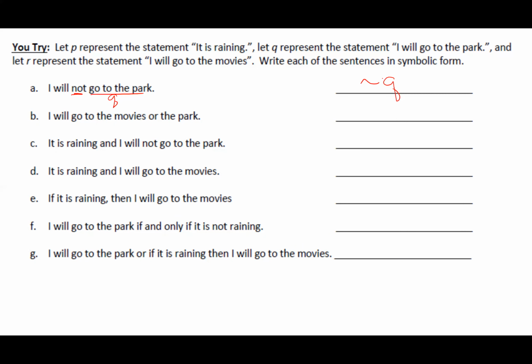Okay, so we're saying here, I will go to the movies, or I will go to the park. All right, so then that's going to be R or Q. It is raining, and I will not go to the park. So it is raining, that's P, and I will not go to the park. In some books, you'll see that there's parentheses around that, not Q. That's fine, whatever, doesn't make a difference.